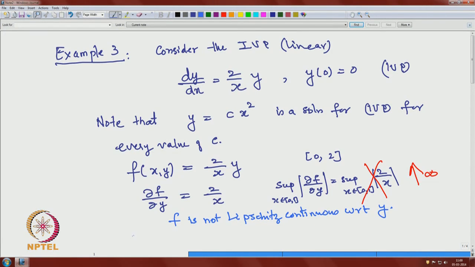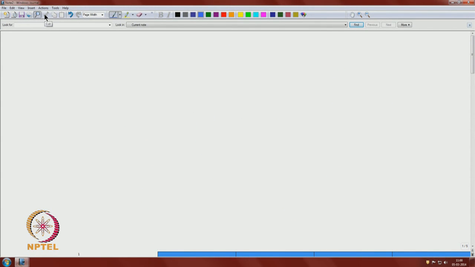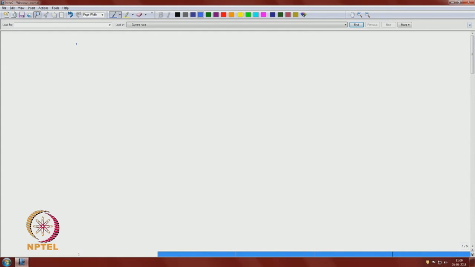So the uniqueness theorem does not apply here. And we have several other examples which we dealt with. One example which can be done as an exercise, example 4. So consider the initial value problem dy by dx is equal to 3 y to the power 2 by 3, the initial condition y at 0 is 0.